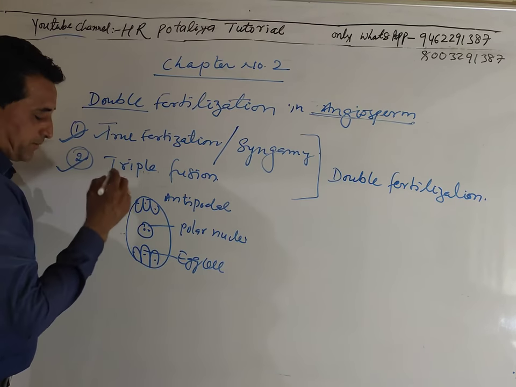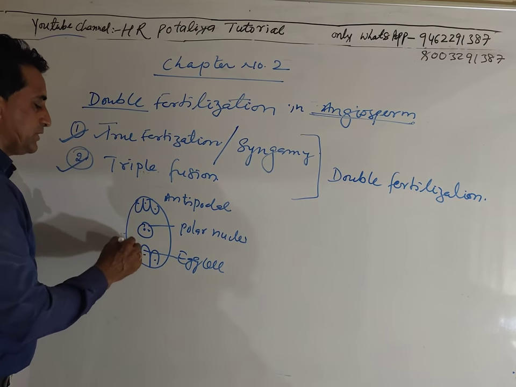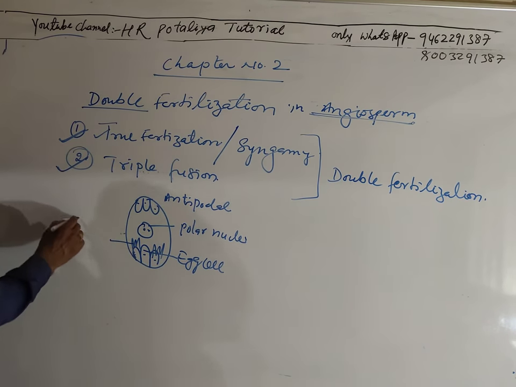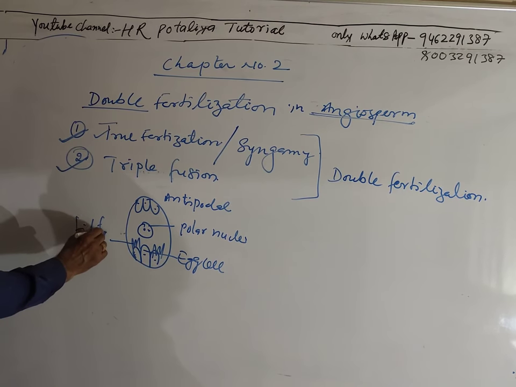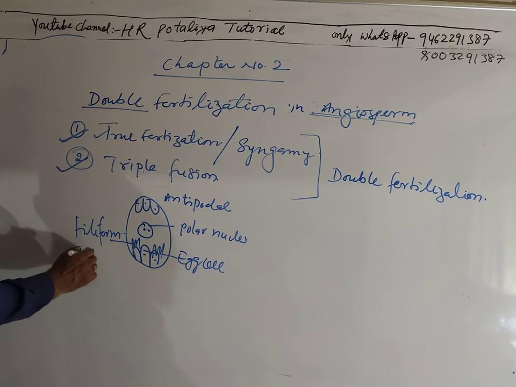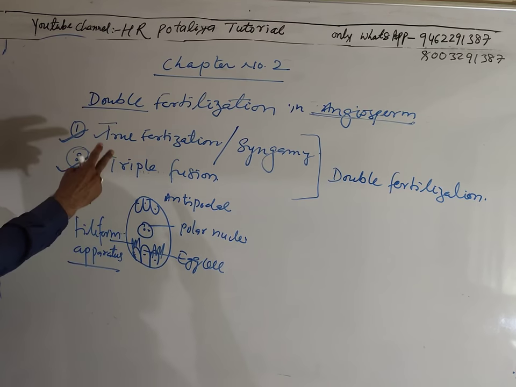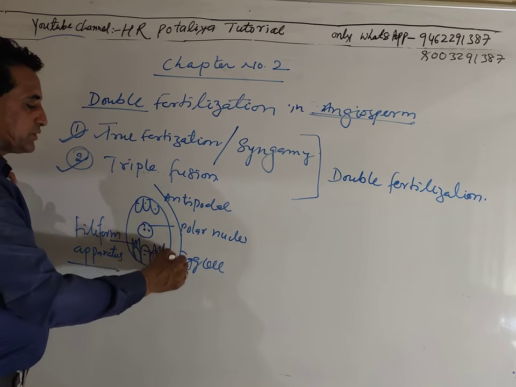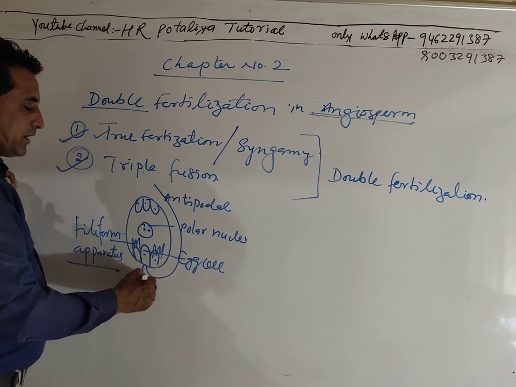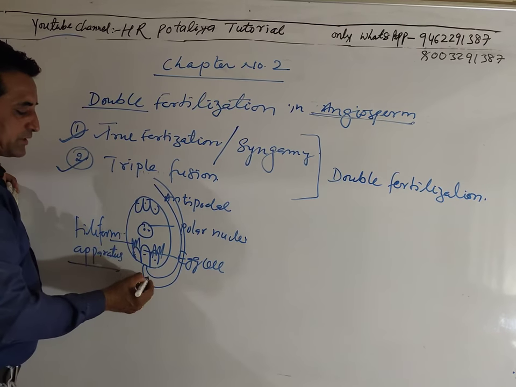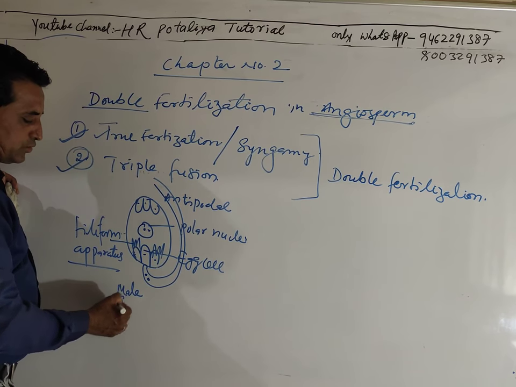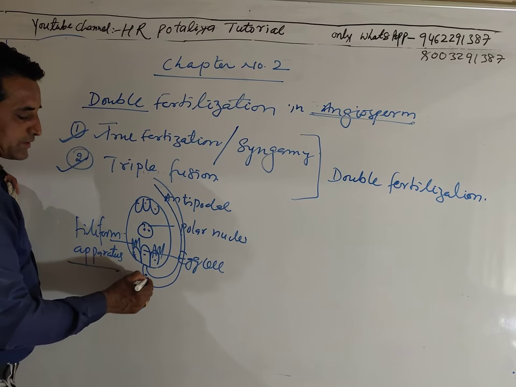And what will happen? Here is the simple aspect. These synergid cells have formed the filiform apparatus. That filiform apparatus provides the path for the entrance of the pollen tube. Here the pollen tube reaches that end. And each pollen tube contains two male gametes. How many male gametes are there? Two male gametes, first and second.